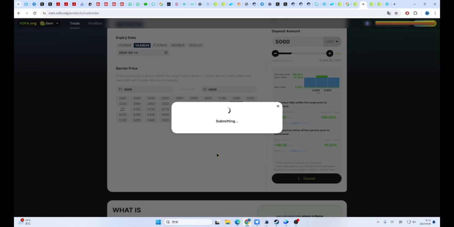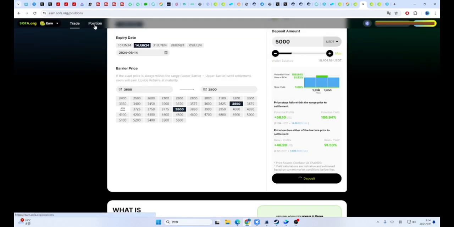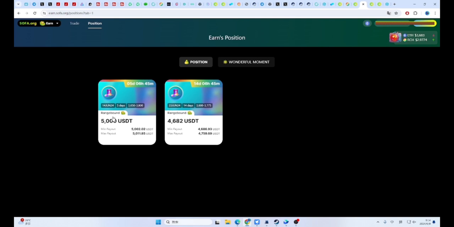Sometimes, the submission process might be slow. You can close it and check the position section to confirm. As you can see, it is already successful. Since the period is short, the returns might not be significant. This is purely for farming RCH. So if you want to get more RCH, multiple transactions with larger amounts are recommended. And since they are principal protected, you don't really have to worry.